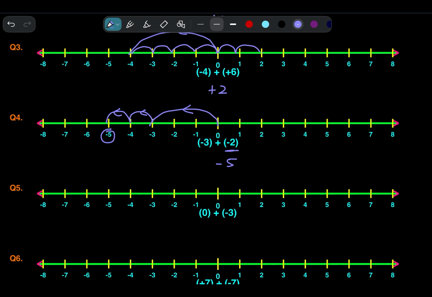Next one is 0. We already start from 0. Okay, so we are here. And negative 3 plus negative 3. Okay. Final answer is negative 3.